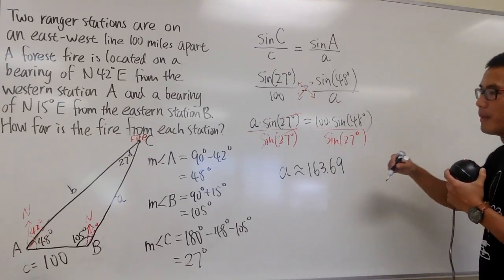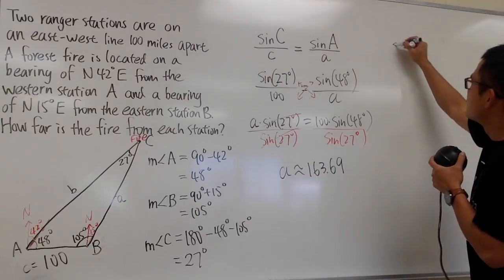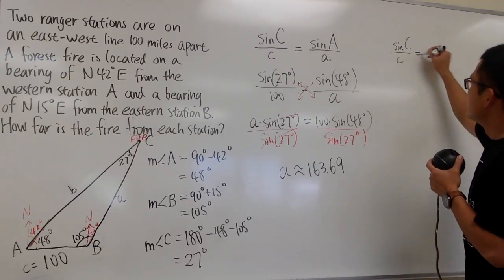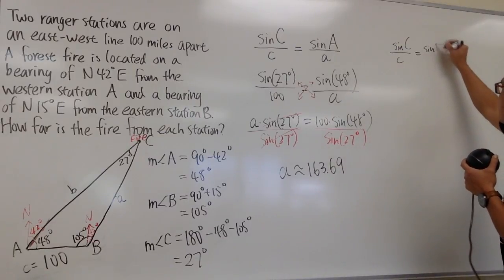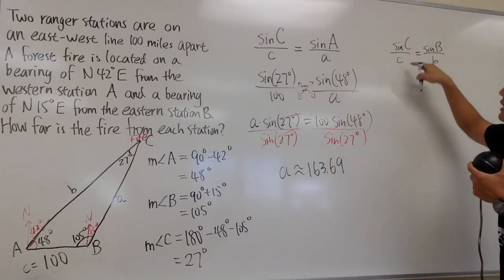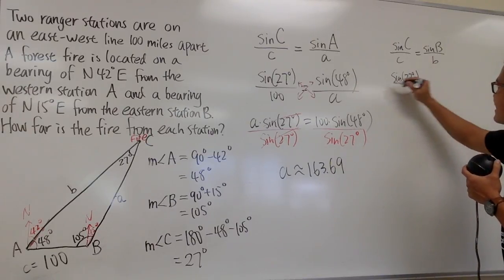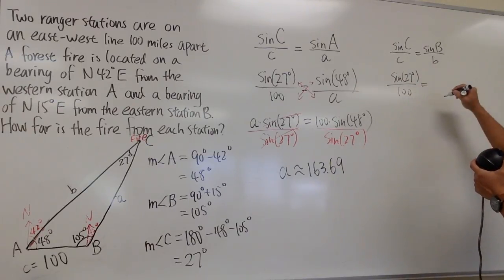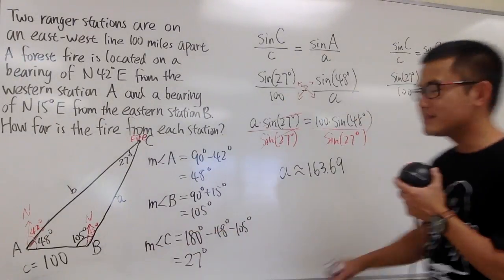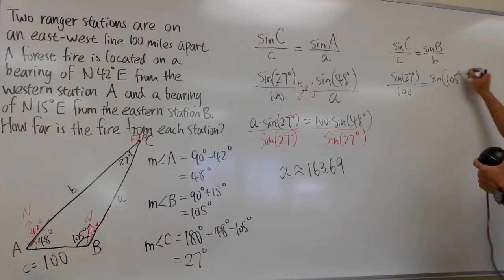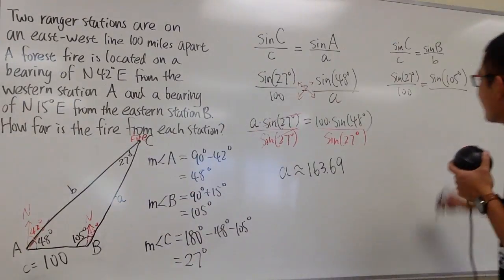Okay, and now let's solve for b. Similarly, I will just use sine C over c. This is going to give us sine B over little b, right? So I'll just put this down here for you guys. C and c, we know that right here already. So let's put this down, sine of 27 degrees over 100. And this is equal to sine B, which is 105 degrees. So let's put that down right here. Over little b, we don't know. So let's put that down.